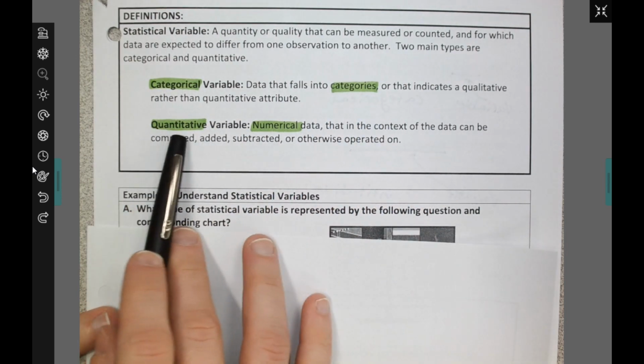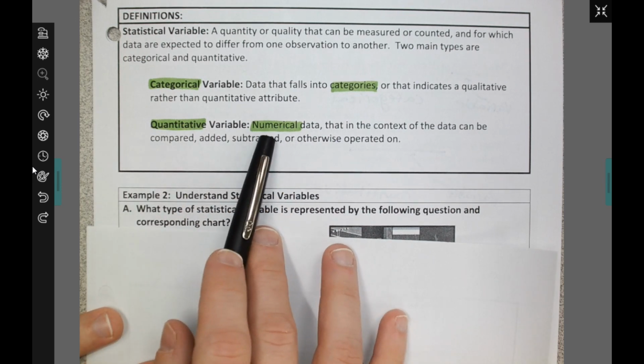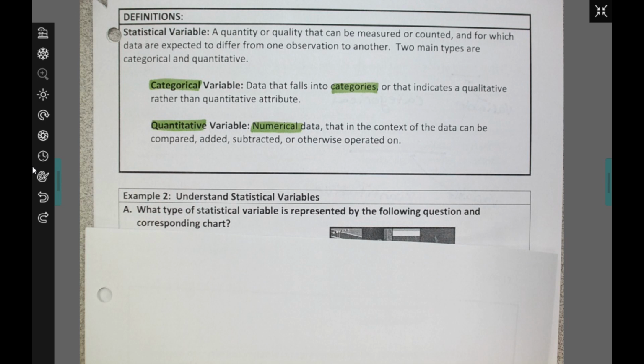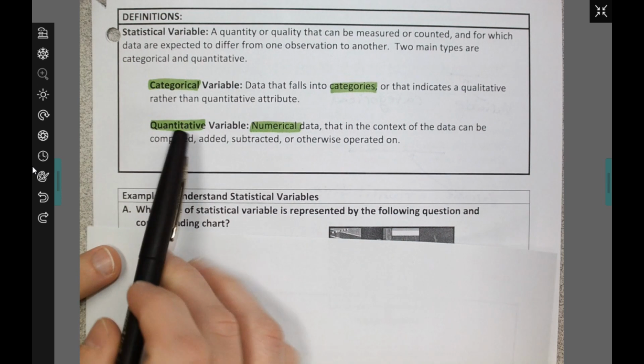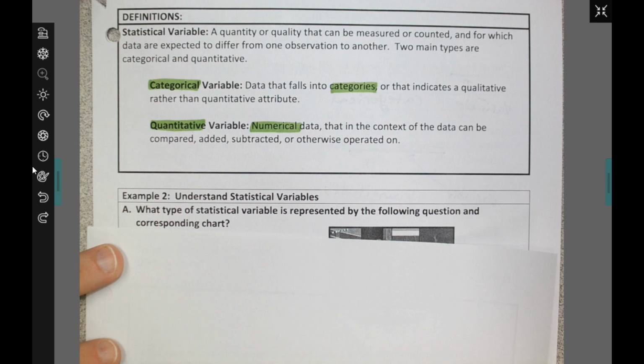Our second type of variable would be quantitative, or a numerical data answer. So for example, how old are you? Your answer would be a number. If your answer is a number, it's considered quantitative. If your answer is not a number, we're going to go with categorical.